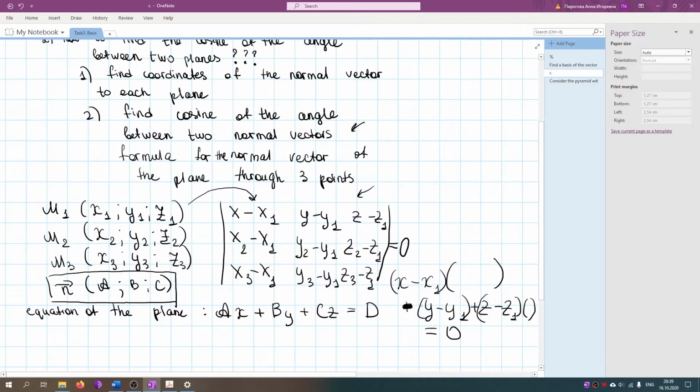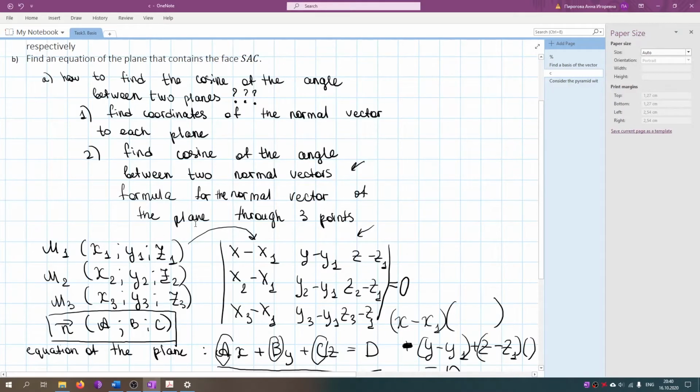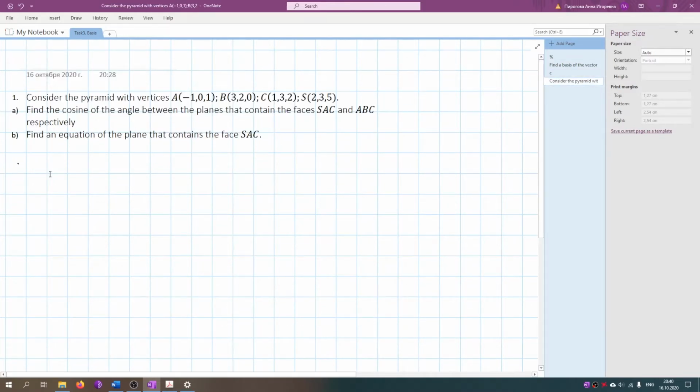And after this procedure, we will get an equation of the plane. A, B, C, and D are just numbers, some coefficients. And these coefficients, A, B, C, will be our coordinates of the normal vector to the plane, which we will use to find the angle between two planes. So I hope you understood this theoretical part. And let's go to the task itself.